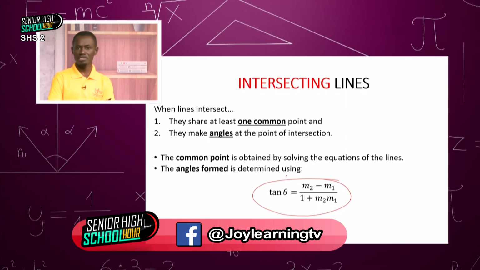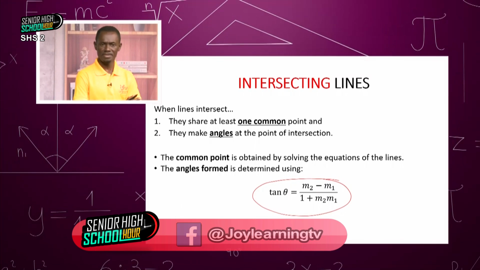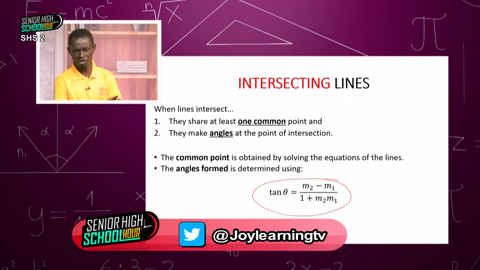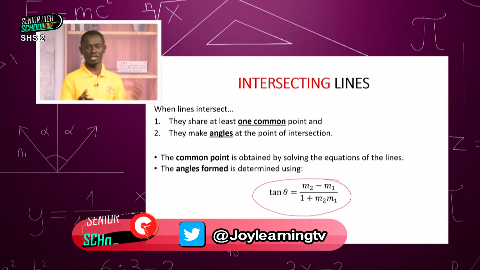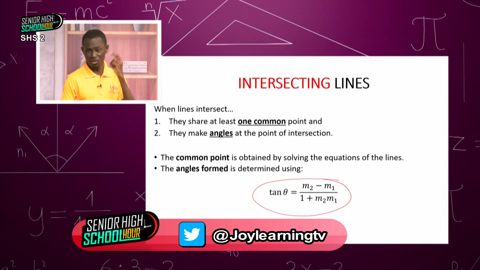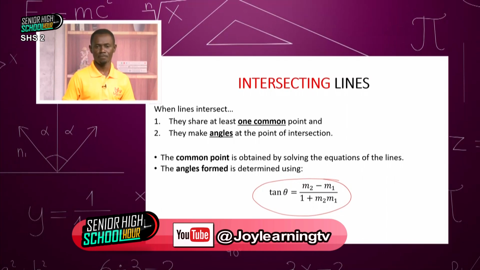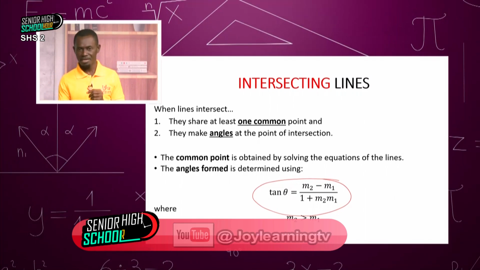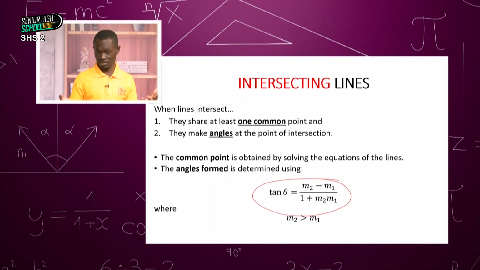And we can find the angles by using this interesting formula that I will encourage you to take down. Tan theta equals m2 minus m1 divided by 1 plus m2 m1. What is m2, m1? Remember what our m is? Gradient. It means we have to know the gradients of the lines, where m2 would have to be greater than m1, or vice versa. Just make sure that the lesser is taken from the greater. That's the trick.